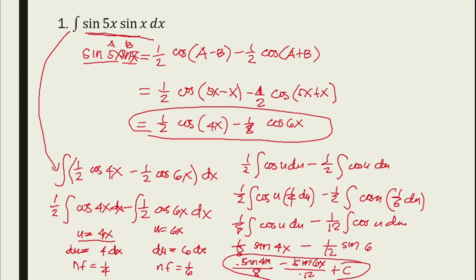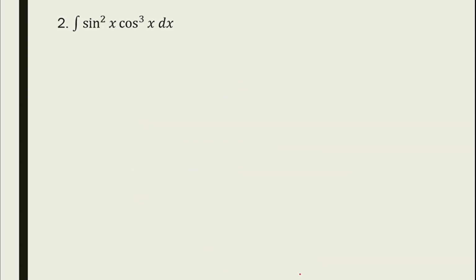Okay, so sine 4x over 8 minus sine 6x over 12 plus c. So this is the answer for number 1. This is transformation number 1. So let's proceed with transformation number 2, which is the integral of sine squared x cos cube x dx.